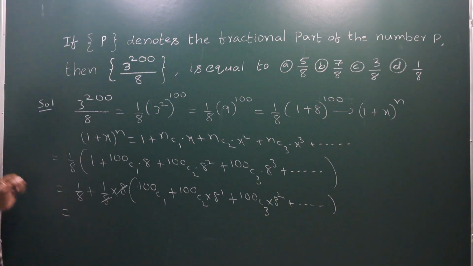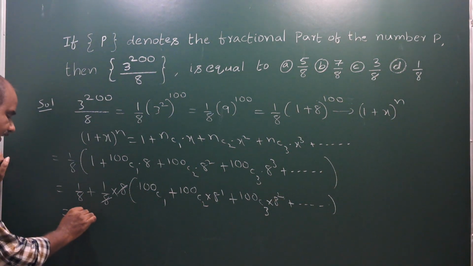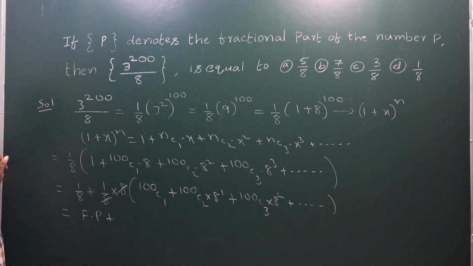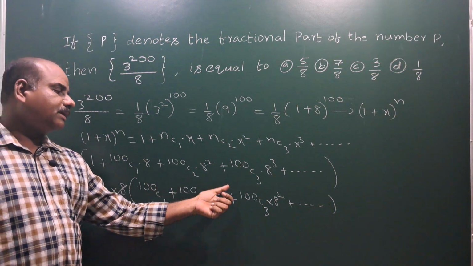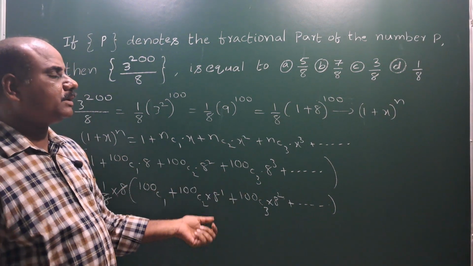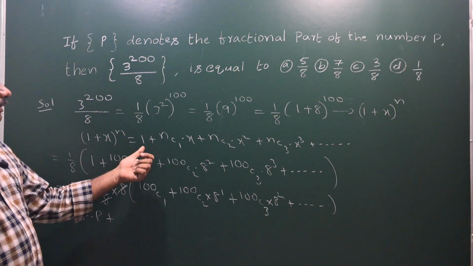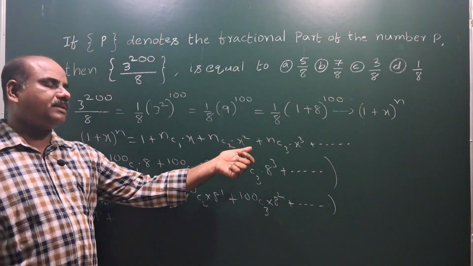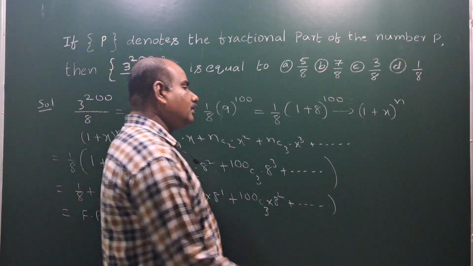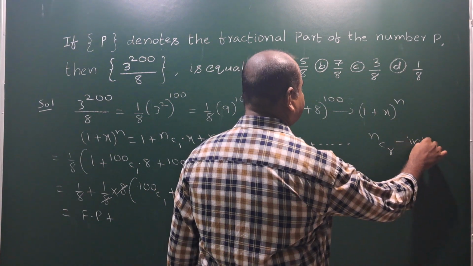So by observing this, 1 by 8 is nothing but a fraction. Okay. It is the fractional part. And what about this 100c1 plus 100c2 into 8, 100c3 into 8 square? We know that in 1 plus x whole power n, the 1 is an integer. And these nc1, nc2, nc3 and so on, ncr: we know that ncr is always an integer.